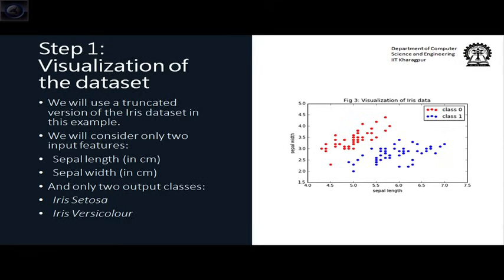But to keep it simple and easy to visualize and appreciate, I have decided to reduce the complexity of the data set a bit. We are just going to take 2 features of the data, the sepal length and sepal width only, and just consider 2 classes out of the 3 possible classes of flowers. So the simplification is this: we use only 2 input features, the first 2, and the first 2 classes.